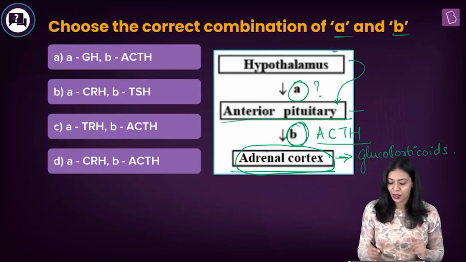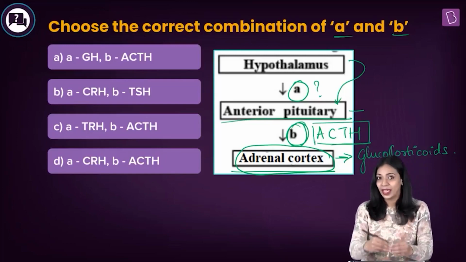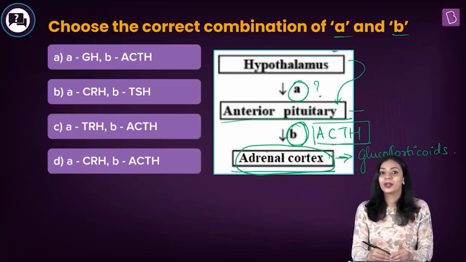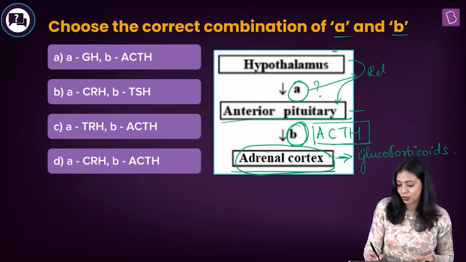As you can see, B here is ACTH. So hormone A that is produced by the hypothalamus is stimulating the anterior pituitary to produce ACTH. So this hormone must be a releasing hormone, right?